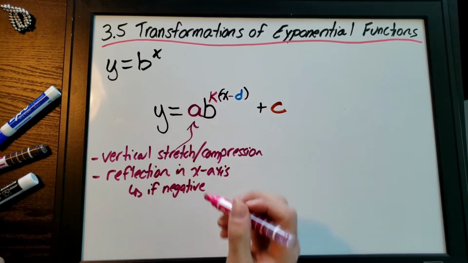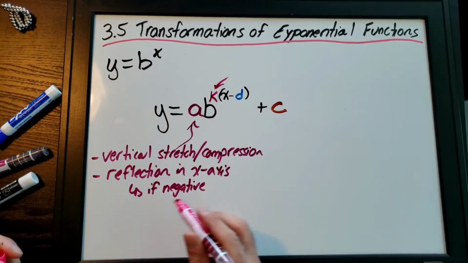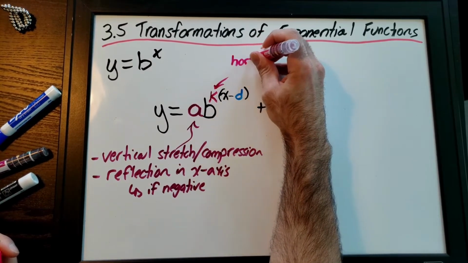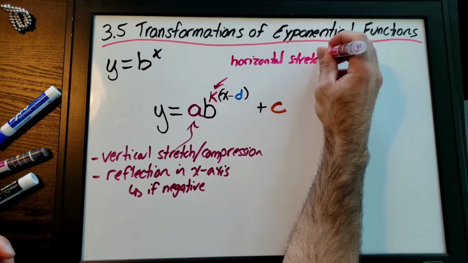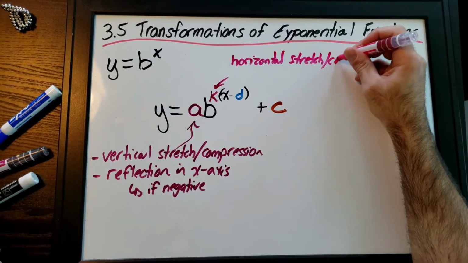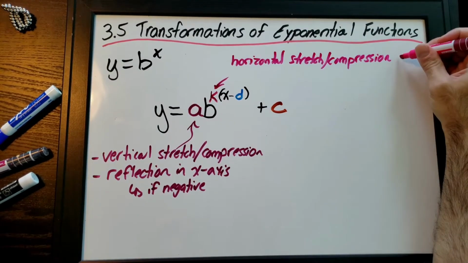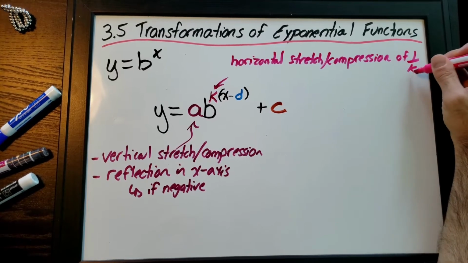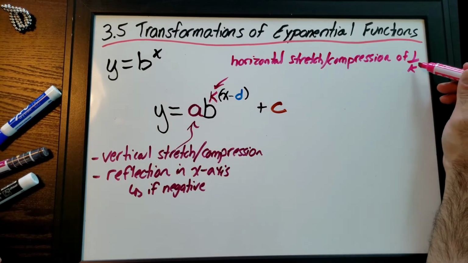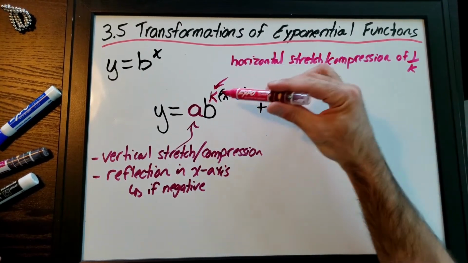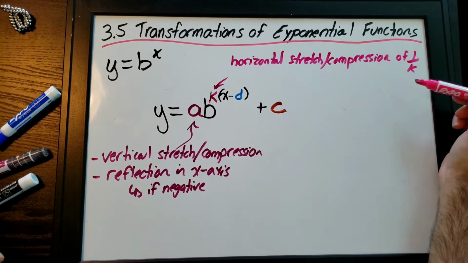Okay, we're going to move on to our k value next because these are both multiples. So our k value, this is similar to the a value, except this is a horizontal stretch or compression. Of 1 over k. Okay, so a little trickier than the a value. We have to first find the reciprocal of k and then consider whether it's a stretch or a compression. So if it's a 2, really you have to consider a 1 over 2. 1 over 2 is less than 1, therefore it's a compression.